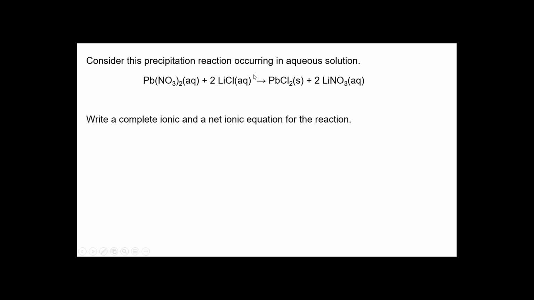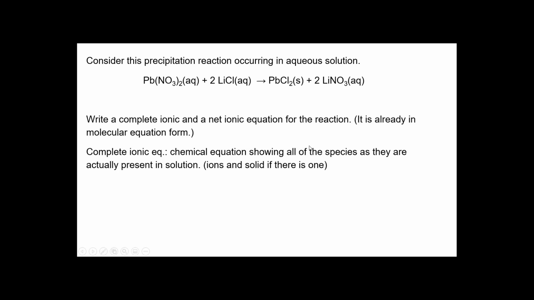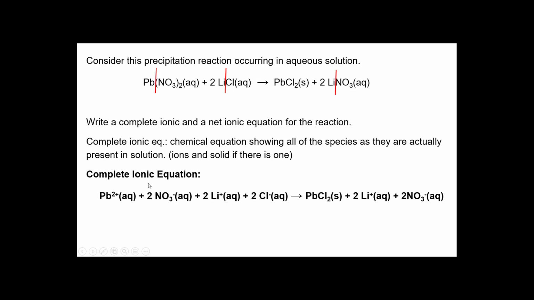Consider this precipitation reaction occurring in aqueous solution. Write a complete ionic and net ionic. Why? Because this is already molecular. So we are going to break this apart. Okay, so I put up the definitions. We already have the molecular. We want a complete ionic. And then from the complete ionic, you can get the net ionic. So there are definitions here again.